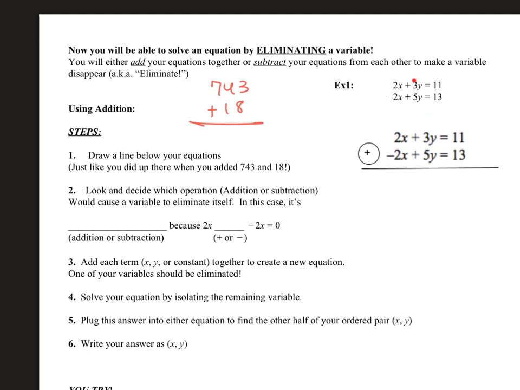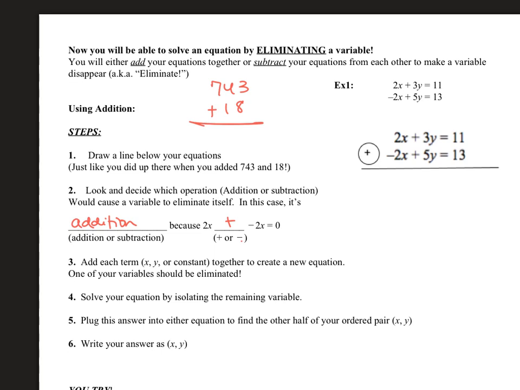And so in this case, if I look at my y's, well, if I add those, 3 and 5 add to 8, and 3 and 5 subtract to get either 2 or negative 2. The one that I can cause to eliminate is x, and it would be by adding 2x and negative 2x. And so my method is to draw a little circle here, and then to actually put in the operation, either addition or subtraction, into that circle. And so in this case, it's addition, because 2x plus negative 2x equals 0.